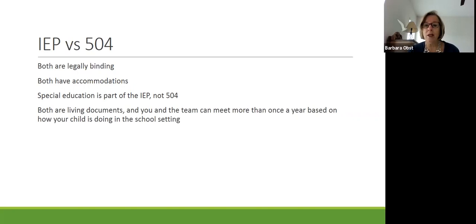The reason being is that you don't want to wait a whole year to see if the accommodations are working. This also gives the school enough time to start getting to know your child, and we can make what I call tweaks to the IEP or the 504. Some families, we do quarterly meetings, and that has worked out well because the child is changing all the time. So that is really, really important.